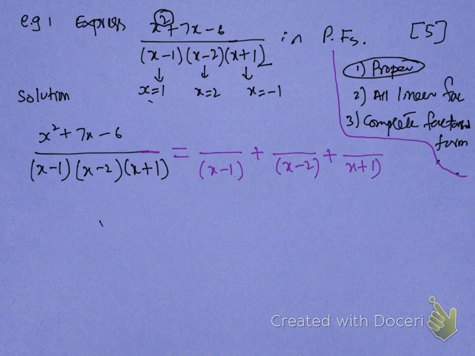Number 2, we have to observe the factors. Since all factors are linear, we can use constants in their numerators. Number 3, complete factorized form. The fraction must be in its complete factorized form. This fraction is already in its completely factorized form. Now we can start the solution. Since all factors are linear and there are 3 factors, the fraction can be split into 3 fractions, and we must have constants in their numerators, A, B and C.